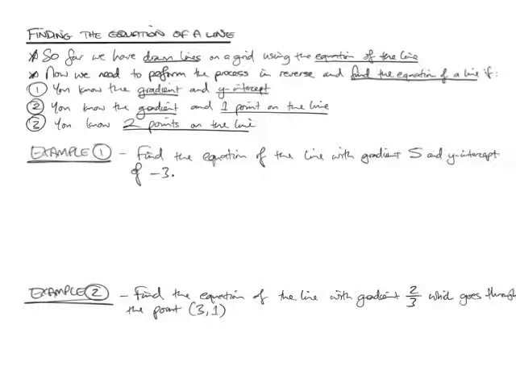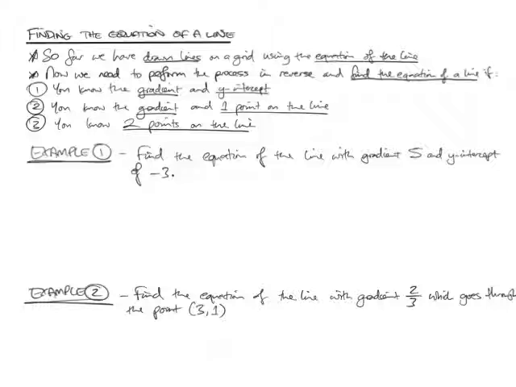So far, what we've done is draw lines on a grid using the equation of the line. But now we need to be able to go backwards and find the equation of a line if I know the gradient and the y-intercept, if I see it drawn for me, for example, if you know the gradient and 1 point on the line, or if you know 2 points on the line. So 3 is the hardest situation. It requires the most use of maths that we have done. You just have to apply it all. You can't just forget stuff that we've done before.